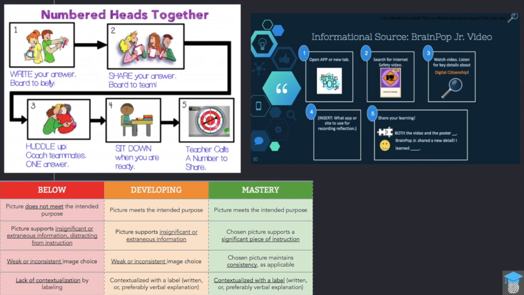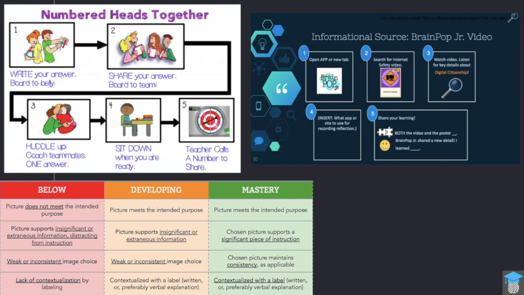However, it does meet our intended purpose. They are significant pieces. It looks like the structure was broken down really well. And again, consistency points for being directly from Kagan. These are pictures that you can use over and over again. And it is contextualized. So numbered heads together, mastery. Informational source, Brain Pop Junior video. This looks like it's one slide out of several. And so we're just looking at a small screenshot of what students are really doing here.